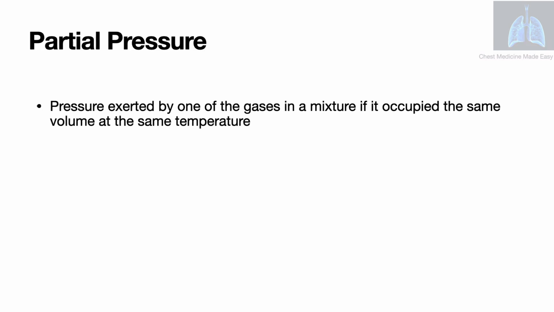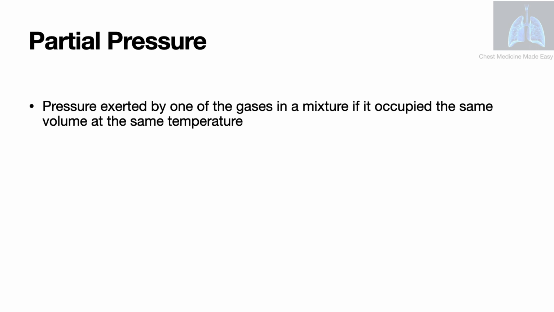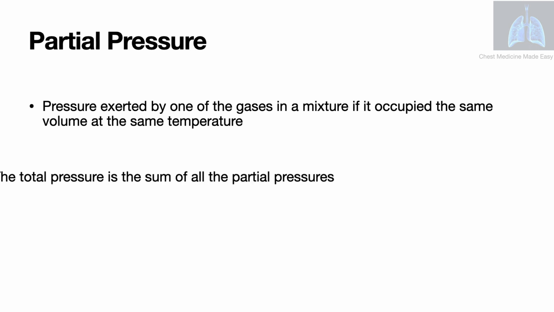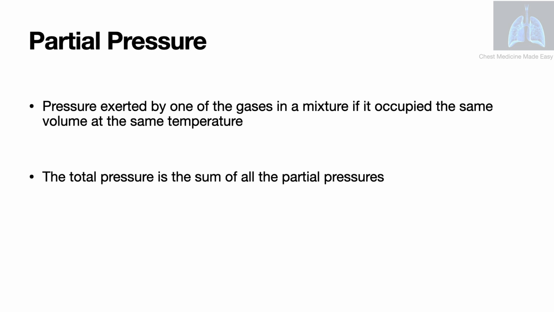So let's look at the definition of partial pressure. Partial pressure is the pressure exerted by one of the gases in a mixture if it occupied the same volume at the same temperature. The total pressure is the sum of all the partial pressures. In this example we looked at two gases, but suppose there are more than two gases, this would still hold true.